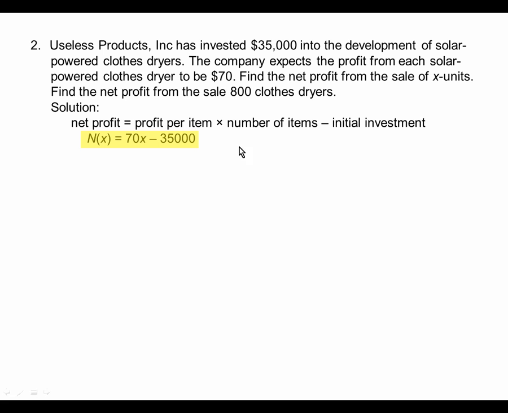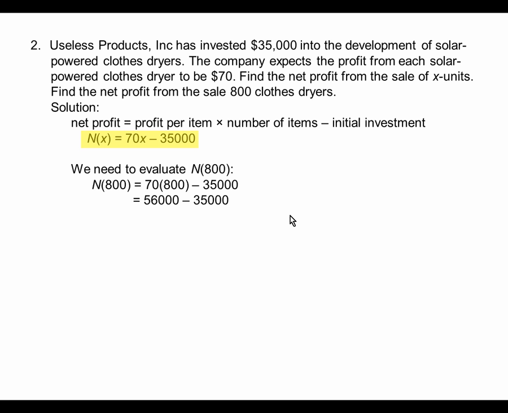The second question was to find the net profit from the sale of 800 clothes dryers. So that means we want N of 800. So we're going to have 70 times 800 minus 35,000. So we got 56,000 minus 35,000, which is $21,000. So notice we are making money. It's kind of like we paid off the guy that gave us the initial investment.